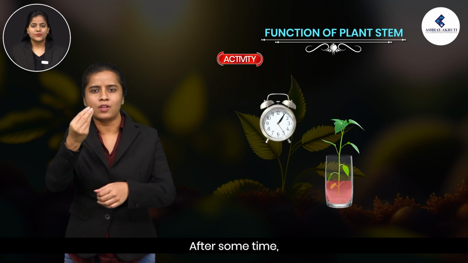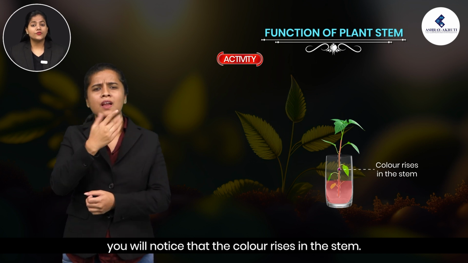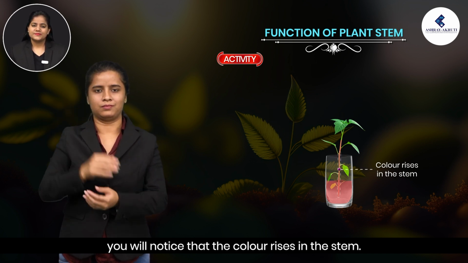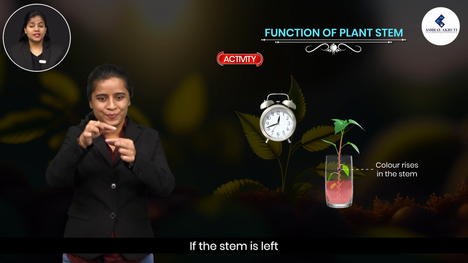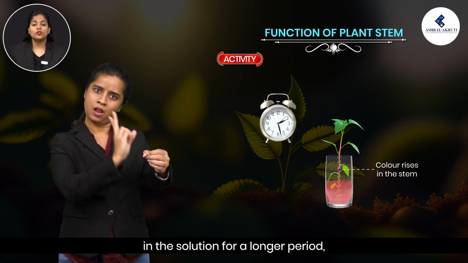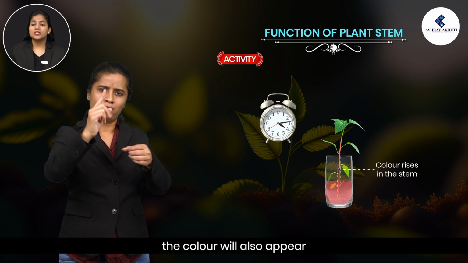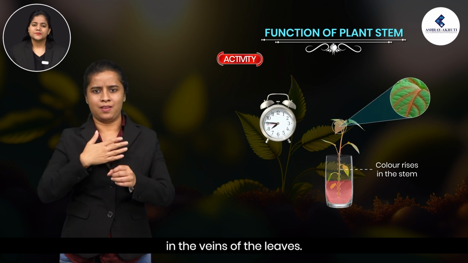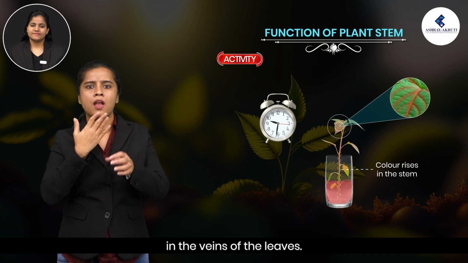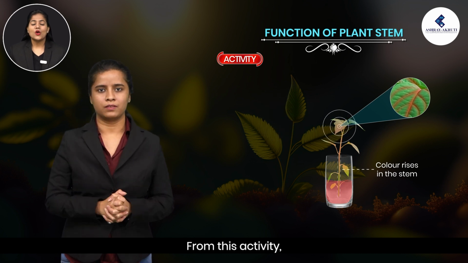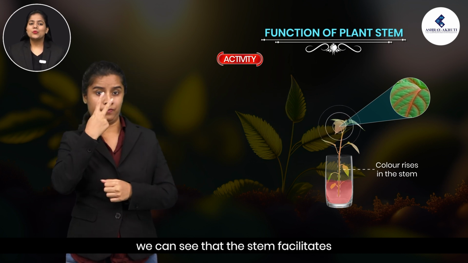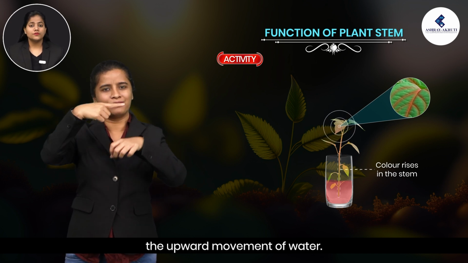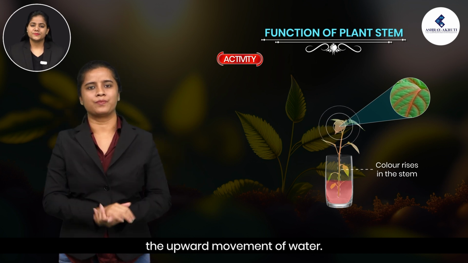After some time, you will notice that the color rises in the stem. If the stem is left in the solution for a longer period, the color will also appear in the veins of the leaves. From this activity, we can see that the stem facilitates the upward movement of water.